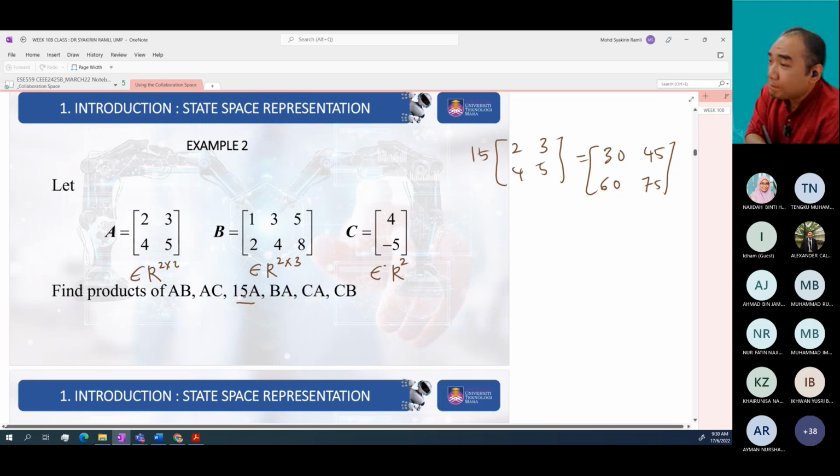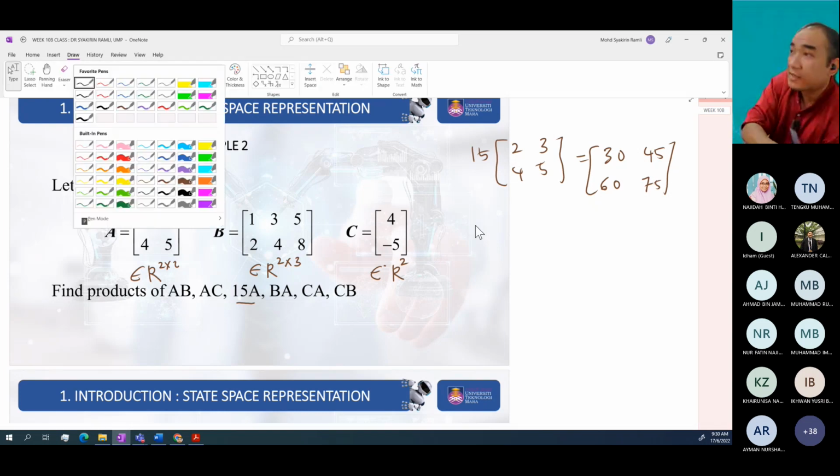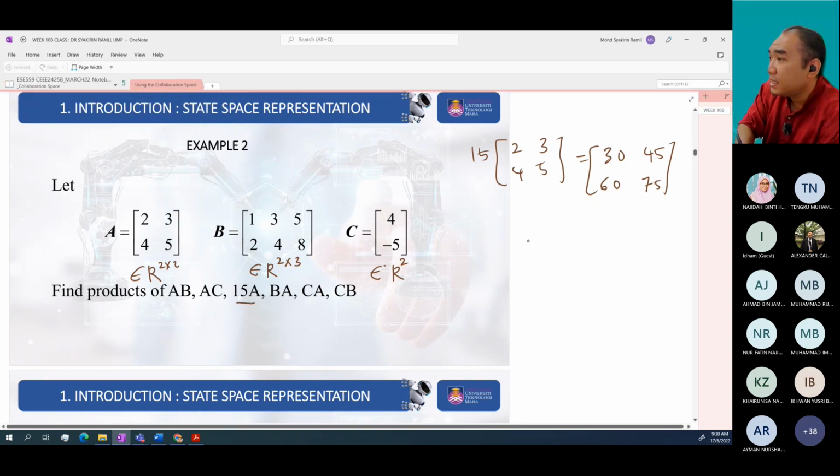So what always happens is when we have a constant k multiplied with A, we simply multiply all the elements here by k. Right. So let's take another example. Katakan kita ada AC. So we got A multiply with C. So this is going to be simply equal to matrix A, we got 2, 3, and 4, 5. Okay, I purposely take the simple example. And C is 4, minus 5.